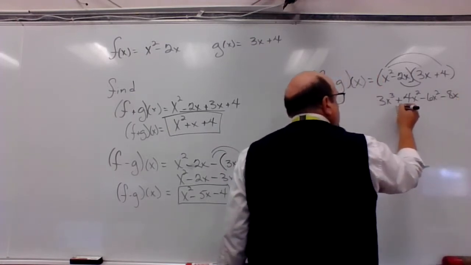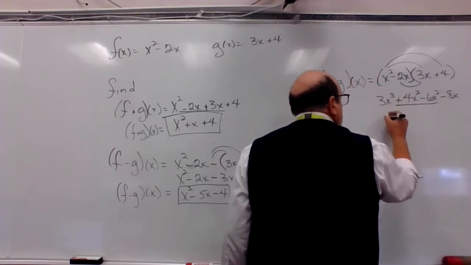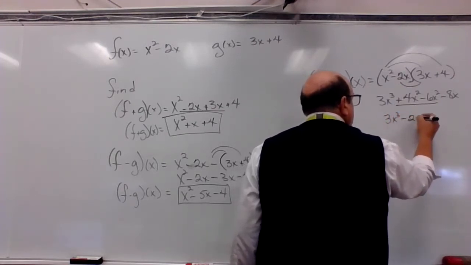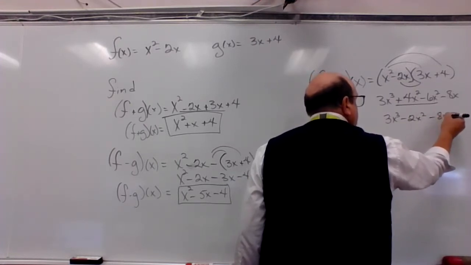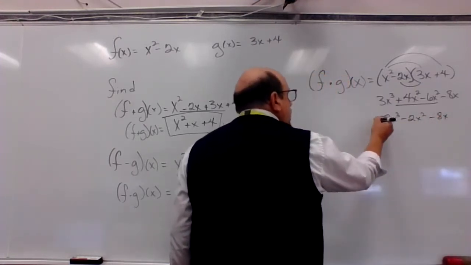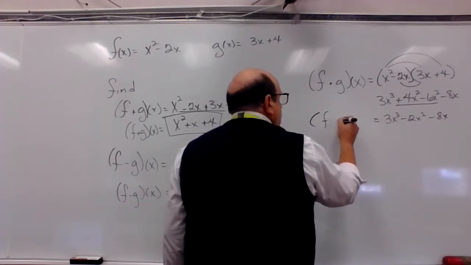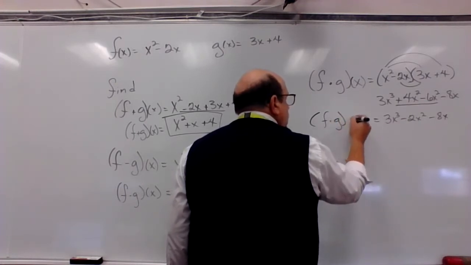And you see we have like terms here, so we're going to go ahead and combine those. We end up with 3x cubed minus 2x squared minus 8x. And I hope you can see that. And then we'll just rewrite what that operation was. f times g, make it a little bit bigger, of x.